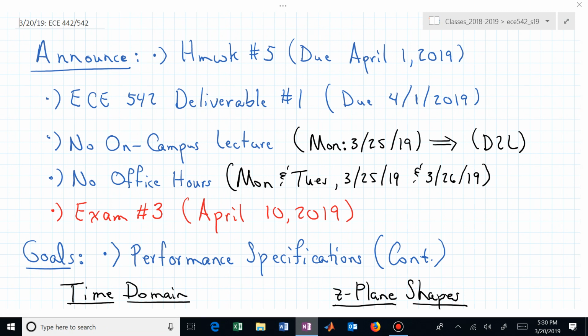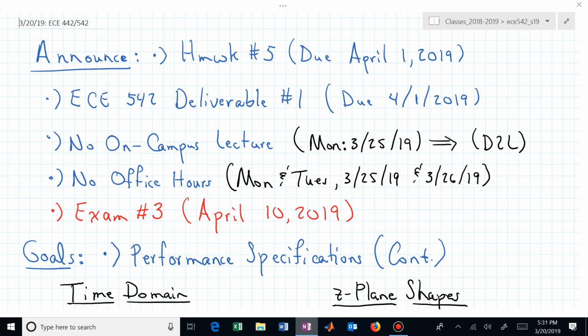Homework number 5 is due in April, the first day of April. That's actually pretty soon. The deliverable number 1, if you're in 542 for that project, is due on the same date. There should be a Dropbox for that write-up, which only really consists of a couple, 3 sentences. It's a paragraph. But basically, I want you to be explaining to me what you're doing for your project in 542.